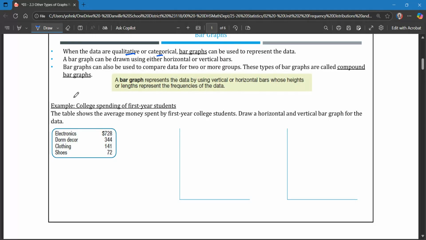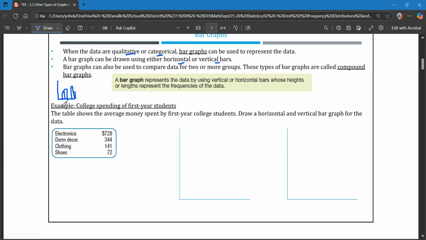A bar graph can be drawn using either horizontal or vertical bars. Depending on what you're trying to get across or who the audience is that is going to be looking at this, you might put it one way or the other. Bar graphs can also be used to compare data for two or more groups. These types of bar graphs are called compound bar graphs. You might have some kind of study where you were comparing Coke versus Pepsi for males versus females. You might put bars for Coke and how many of each liked that, and then how many of each liked Pepsi, and so the different bars can then be compared.